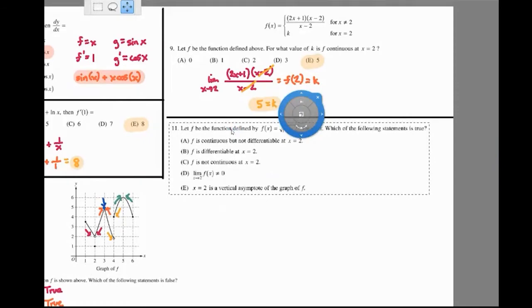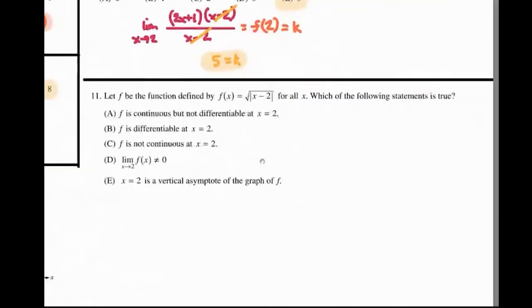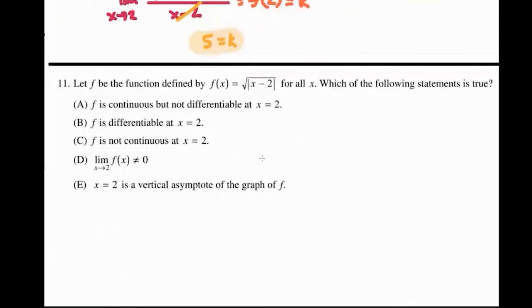Definitely should do number 11. Actually, let's do this one together because this one's kind of weird.